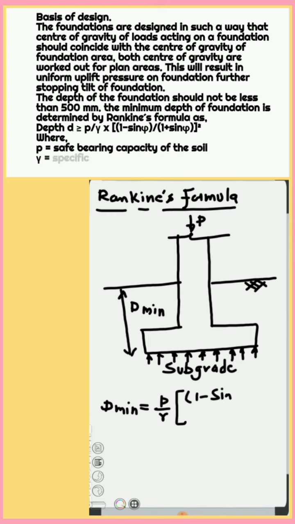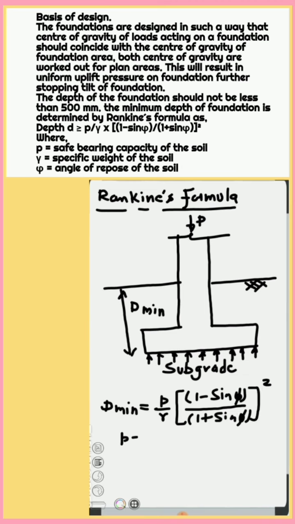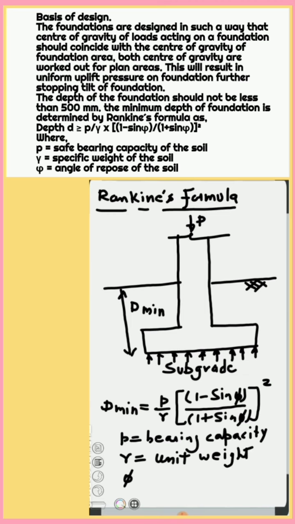The minimum depth of foundation is determined by Rankine's formula as depth B is greater than or equal to P upon gamma into (1 minus sine phi upon 1 plus sine phi) whole squared, where P equals safe bearing capacity of the soil, gamma equals specific weight of the soil, phi equals angle of repose of the soil.